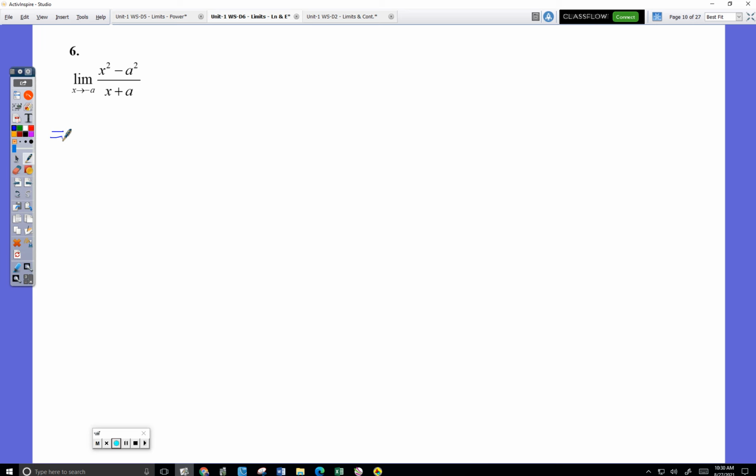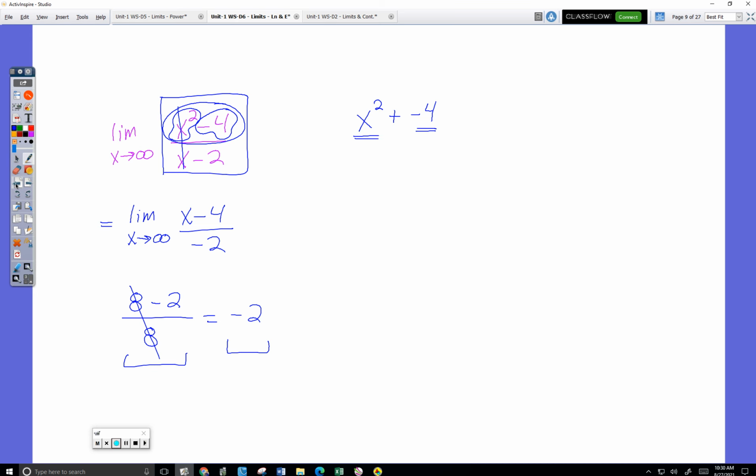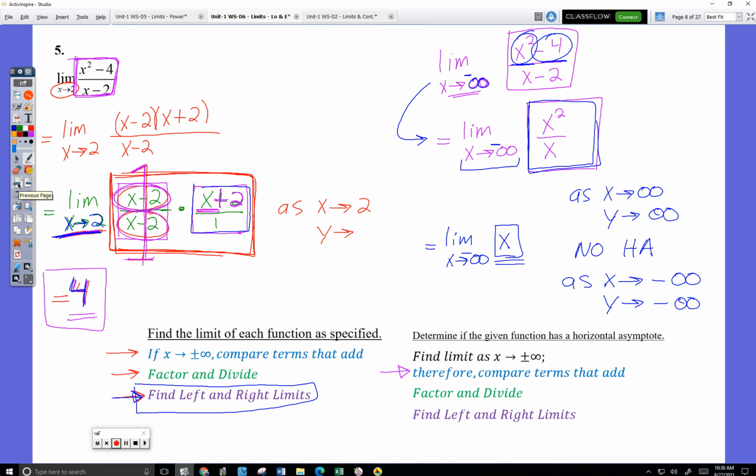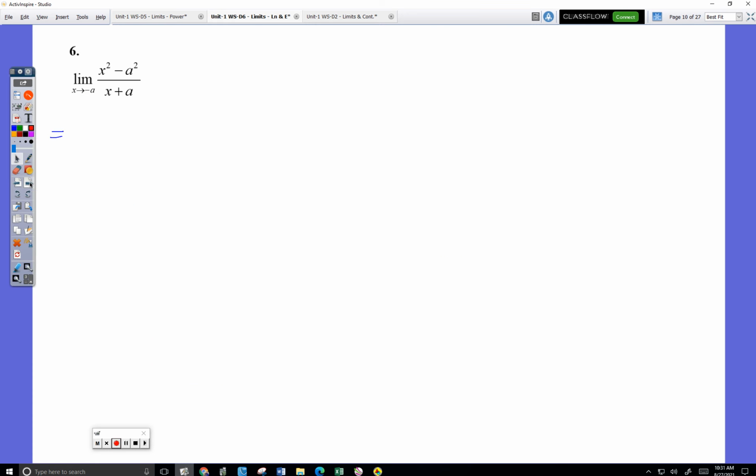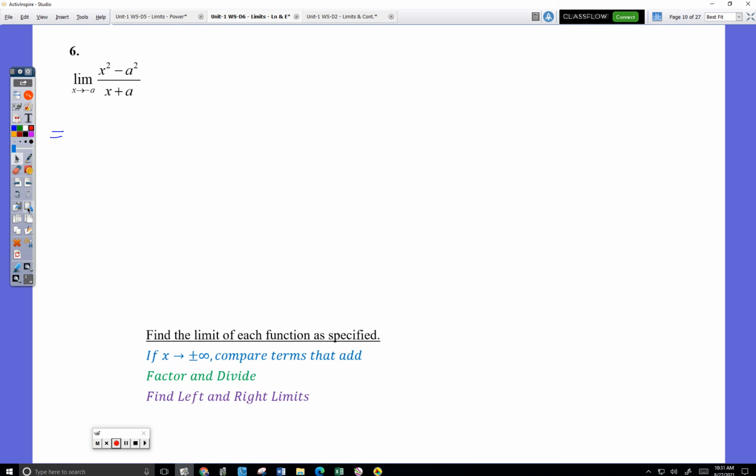Julian. Factor, x is not approaching infinity, so we do not look to compare terms that are adding. I'm just updating my board here. We do not look to compare terms that are adding because x is not approaching infinity. So we go to the next thing, which was to factor and divide. So I write the limit as x approaches negative a.